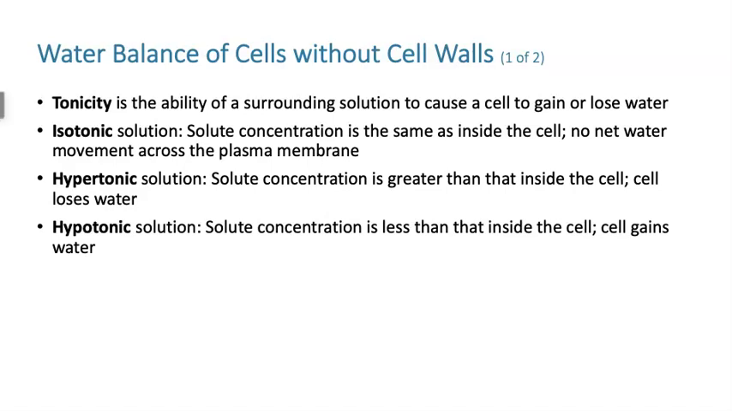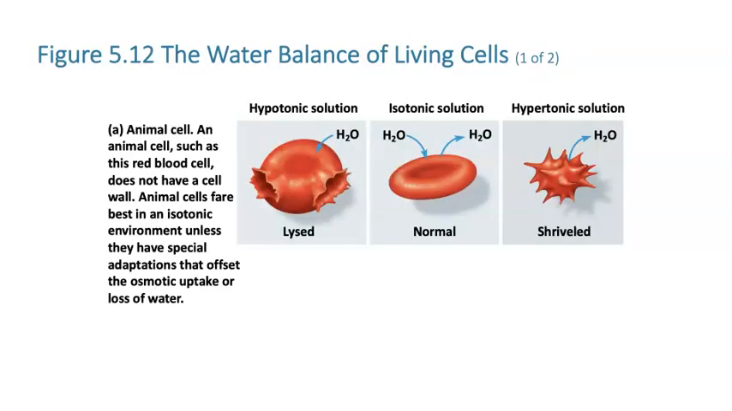So we can take a look at some of the consequences of that by looking at this figure here. In an animal cell, and this is a cell that does not have a cell wall, so all animal cells lack a cell wall, in a hypotonic solution, remember that's the last one that I mentioned, the solute concentration on the outside of the cell is less than the solute concentration inside, and that causes the cell to gain water. When that happens, cells burst, or the word that we use for that is lyse.